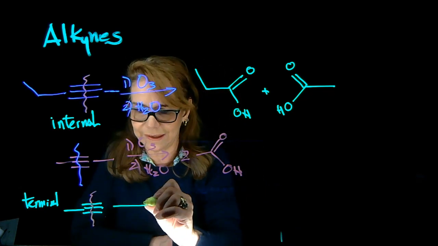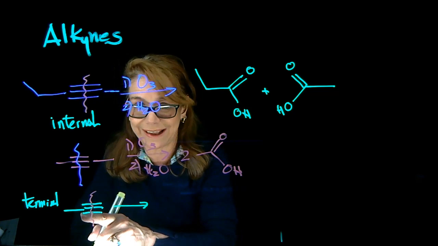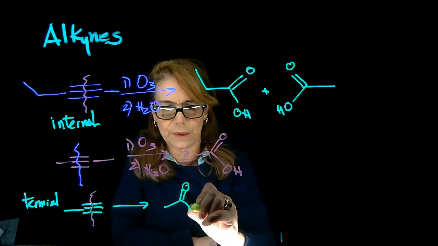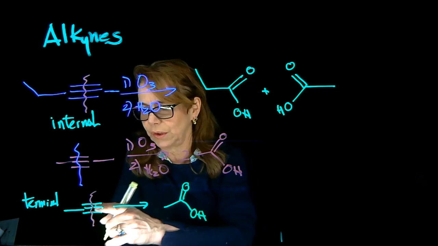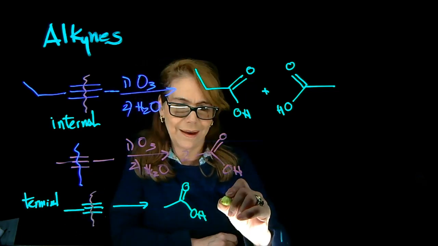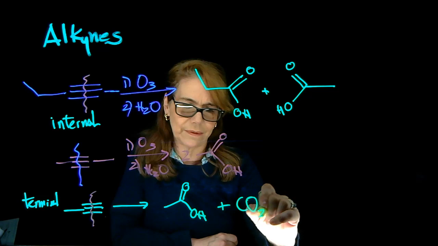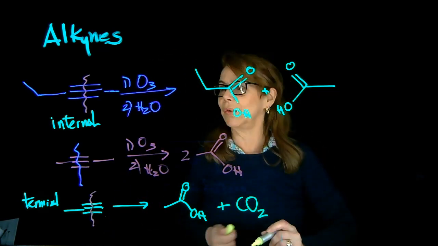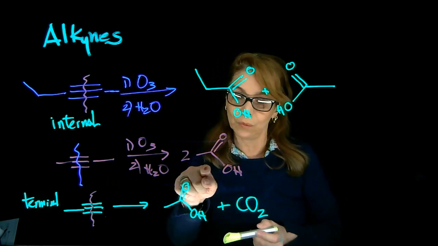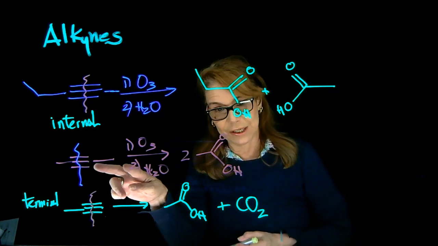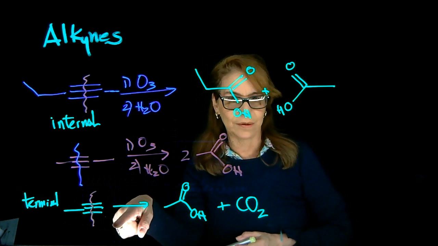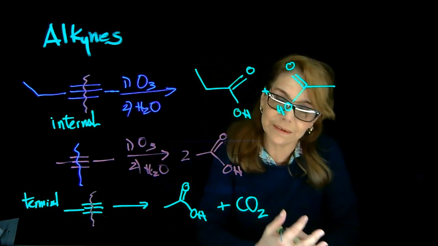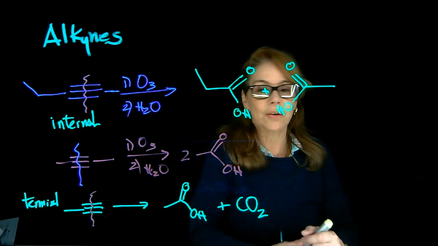Now, in the case of the terminals, you get a carboxylic acid and you form carbon dioxide. So one of your products is going to be acetic acid. Notice 1, 2 carbons, and the other is carbon dioxide. So only 1 carbon there. So that's what we need to remember. If it is internal and symmetrical, 2 moles of the same. And if it is terminal, 1 mole of the acid, 1 mole of carbon dioxide. If it is not symmetrical, you're going to get 2 products.